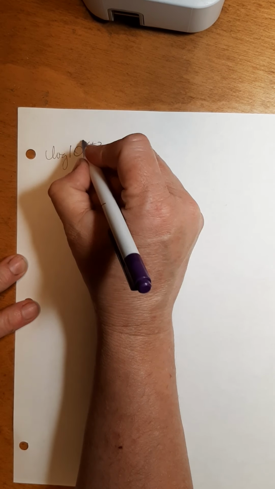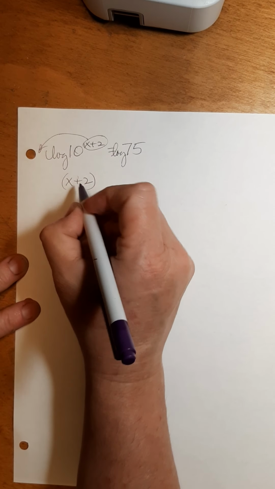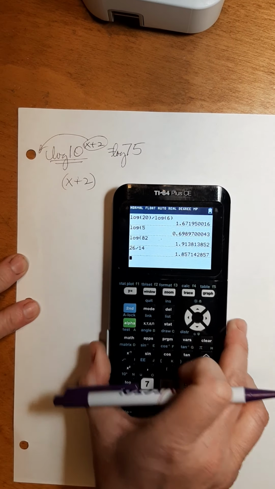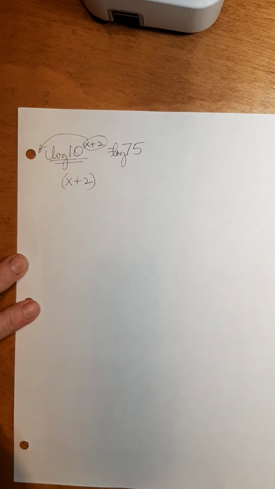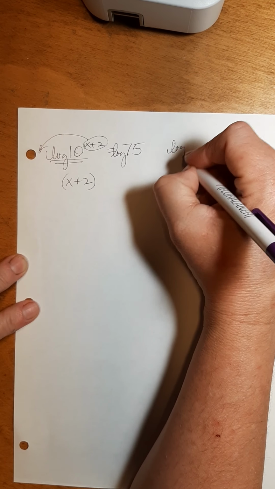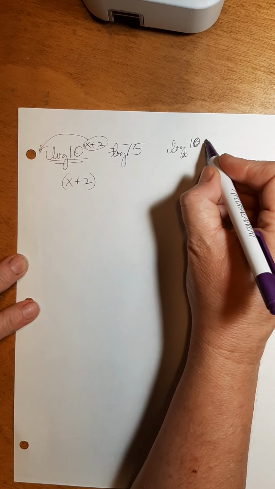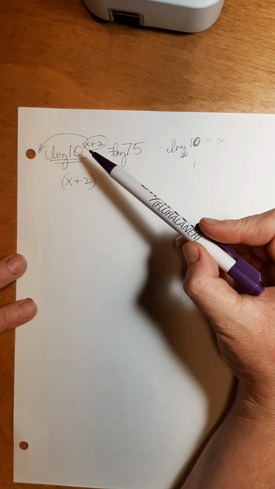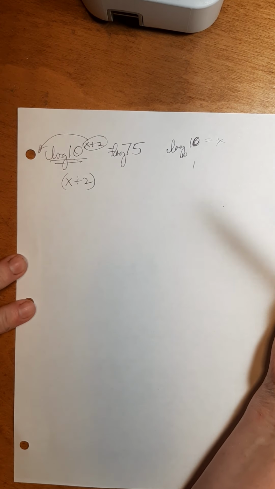But this one, you're going to see something nice happen. You get x plus 2 times the log of 10. And just so you know, I'm not making it up, log of 10 is 1. The reason why is, remember, it's understood to be base 10. So 10 to what power equals 10? 1. So whenever you have a base of 10, log is automatically your best bet.